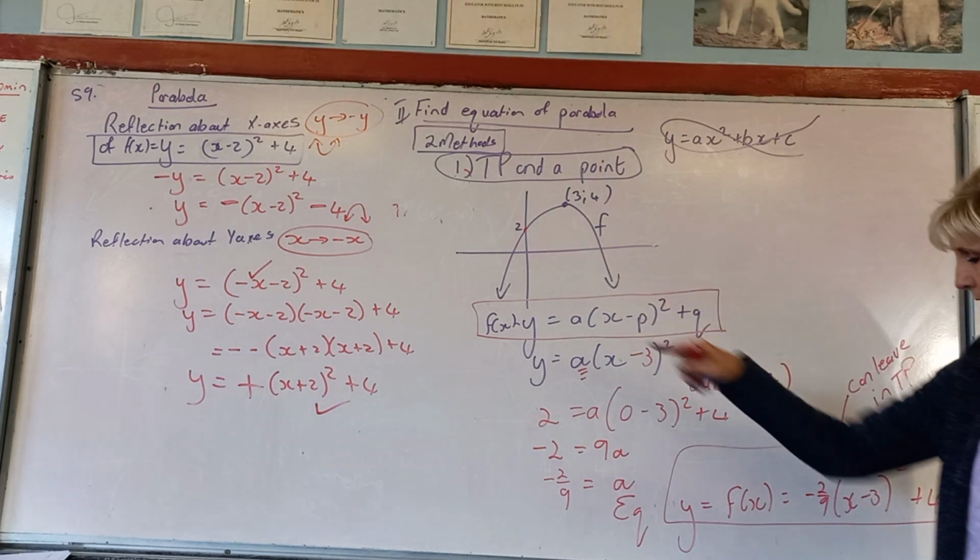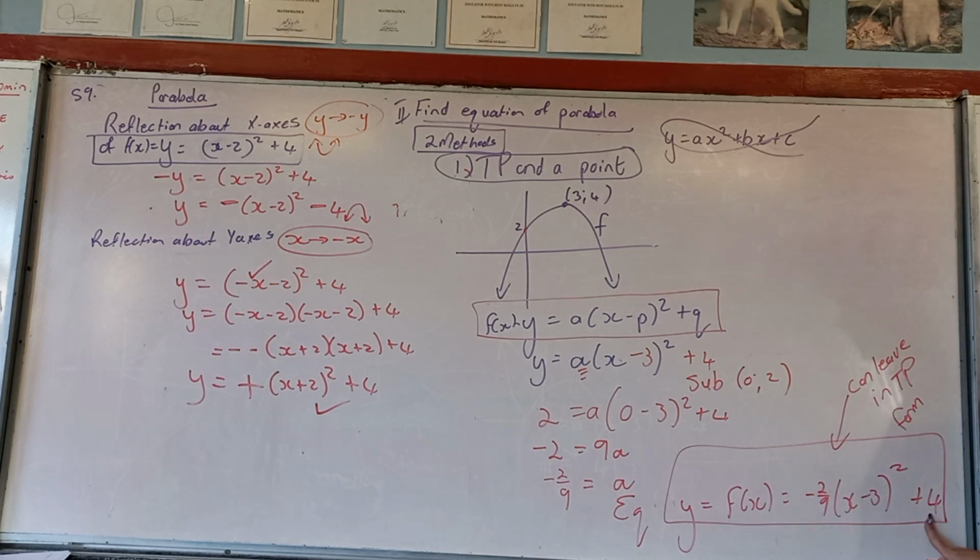Are you with me? Why isn't this a 2? Because it's not the y. It's not c. It's q. It's the y value of the turning point. Are you with me? Yes. Good.